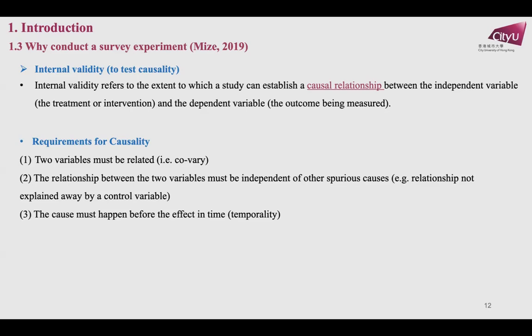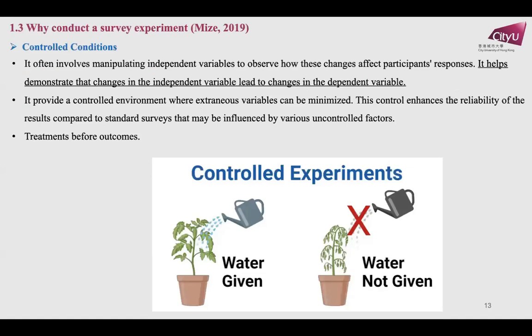The first one is that the two variables must be related. The relationship between the two variables must be independent of other spurious causes, and the cause must happen before the effect in time. The survey experiment can help build controlled conditions for the establishment of this causality.